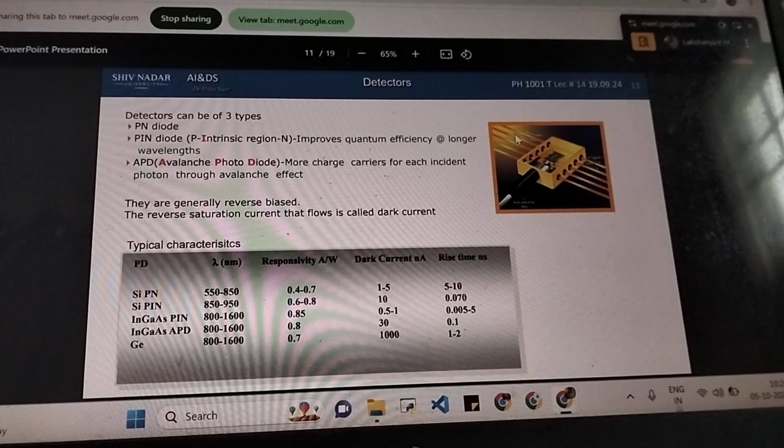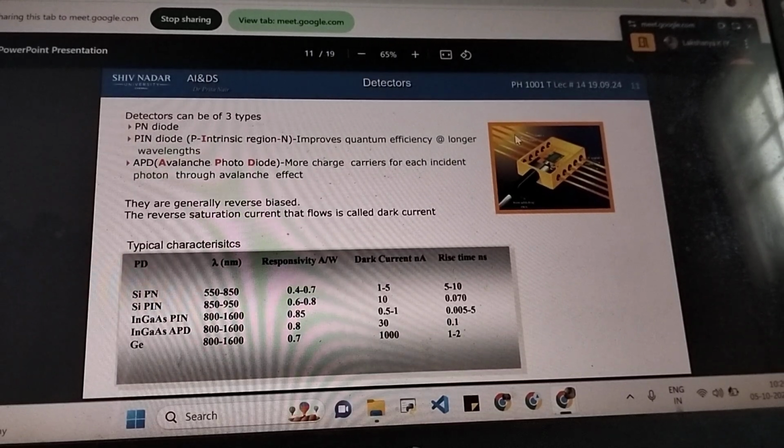You have a semiconductor, a P region and an N region. The electron and hole combine in the presence of light. The light, as in the light coming from your fiber optic cable, they take up that signal and then they go to the restorer and the signal is restored. So what are the different types of detectors we have? PN diode is your normal semiconductor, P region, N region, which works just the way I explained right now.